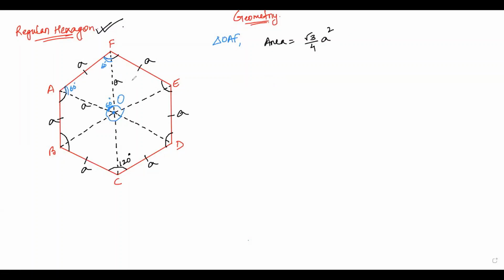In a similar way, the area of the other 5 triangles will also be √3/4 into a square. So the area of this regular hexagon would be 6 times the area of this triangle, which would be √3/4 into a square. So this gives us 3√3/2 into a square. So if we know the side of a regular hexagon, we can find its area simply by using this formula, which is 3√3/2 into side square.